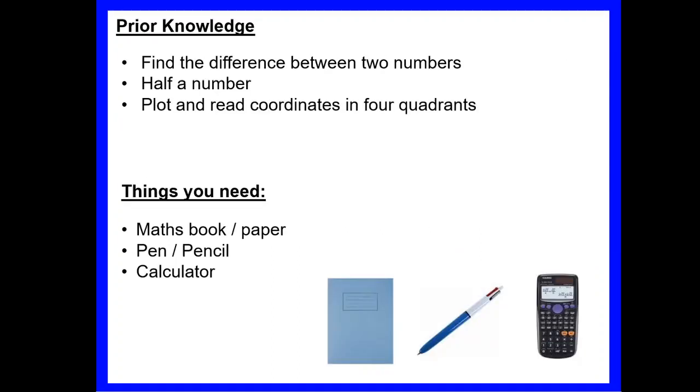Check our prior knowledge before we start then. We need to be able to find the difference between two numbers. Remember, to find the difference, it means we're subtracting one number from another. We need to be able to half a number. So halving a number is dividing it by 2. And we should be able to plot and read coordinates in 4 quadrants, remembering that we read our x coordinate before our y. So we often use the phrase along the corridor and up or down the stairs.